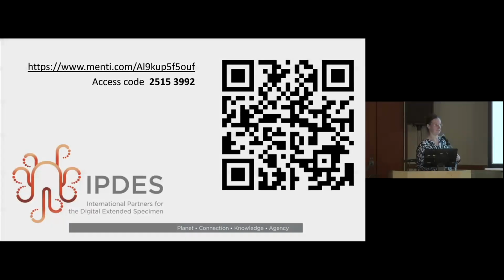If you are interested, please open it. You can either use the QR code, or go to menti.com and use this access code, and you should be able to access the poll.